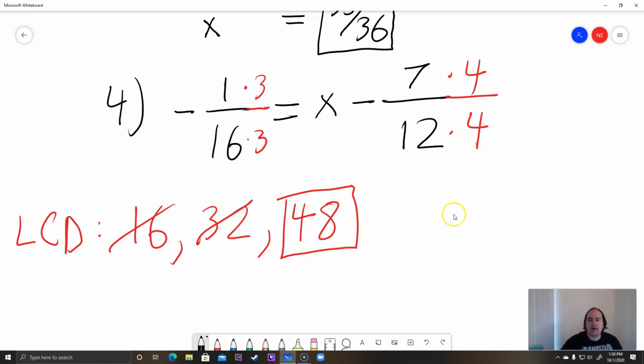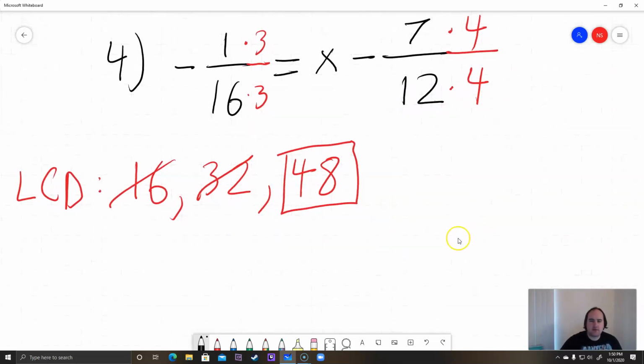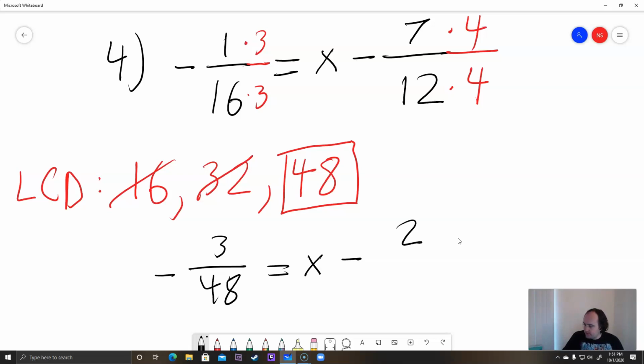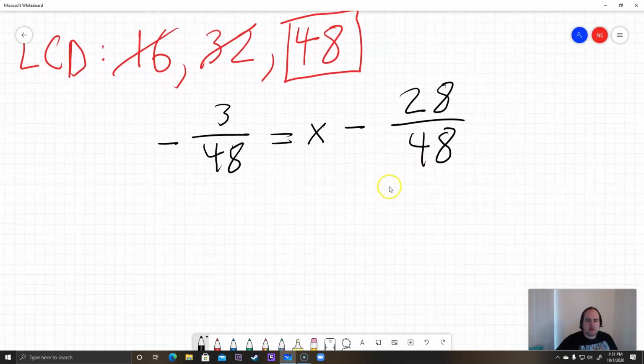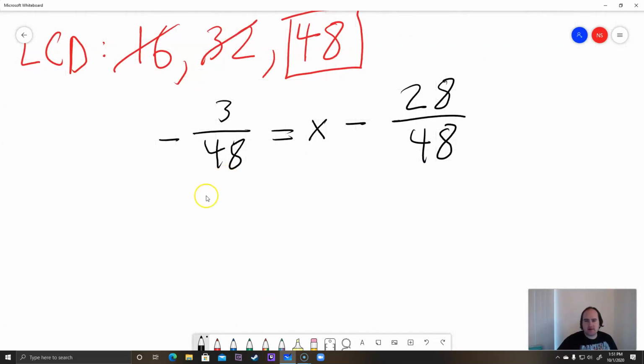Okay, so after we do all that, our new equation is going to be negative 3 over 48 equals x minus 7 times 4 is 28 over 48. So we have negative 3 over 48 equals x minus 28 over 48. And now these are like fractions, so since they're like fractions, the rest of the problem is pretty easy.